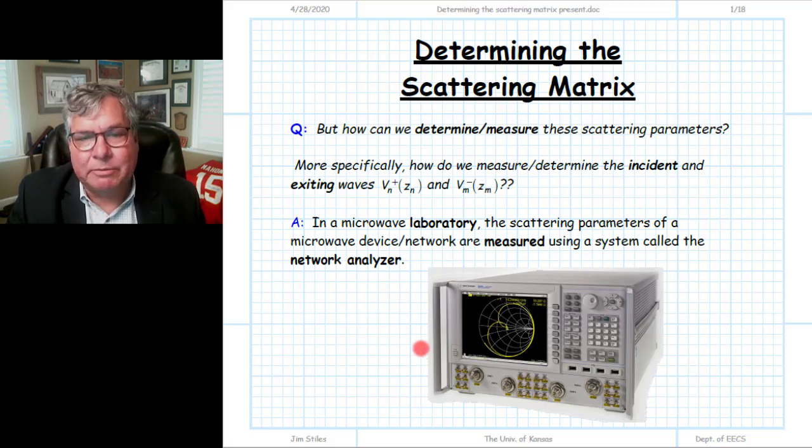Oftentimes, well, all the time, it requires a calibration before beginning. You have to define where your port planes are precisely in that calibration and so forth. But you can go through and it will give you a wealth of information about your device. Most importantly, it will give you how it behaves as a function of frequency. So it will go through and test the device at whatever bandwidth or range of frequencies you desire and get the scattering matrix as that function of frequency.